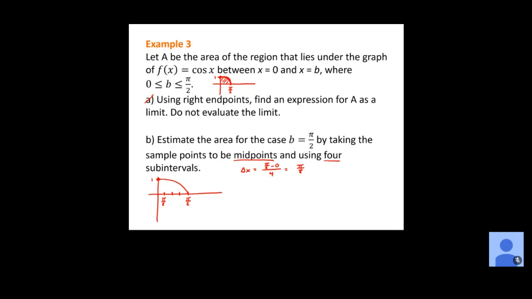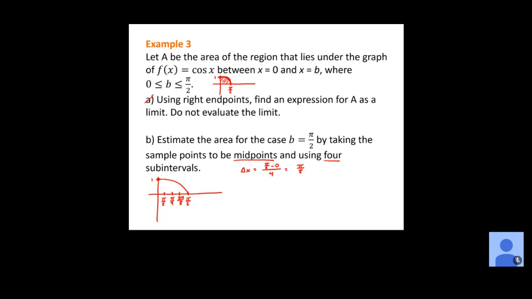What would be the next value here? Good, right? Because we'd have 2 pi over 8, which is the same thing as pi over 4. And then what would be the next value? 3 pi over 8. Perfect. All right, so those are the places where we would actually have our rectangles now.